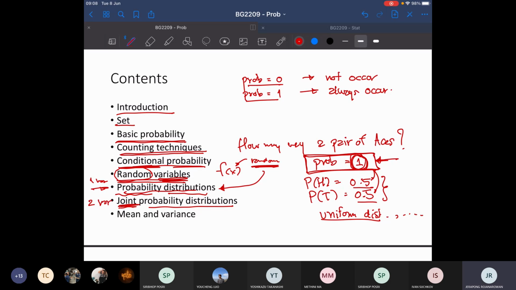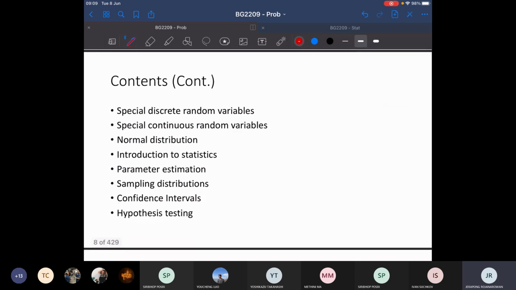And I think in this class we are going to discuss only two random variables. And we talk about mean and variance. Mean is the center of the data. Variance is the width of the data. Okay, that's about mean and variance.